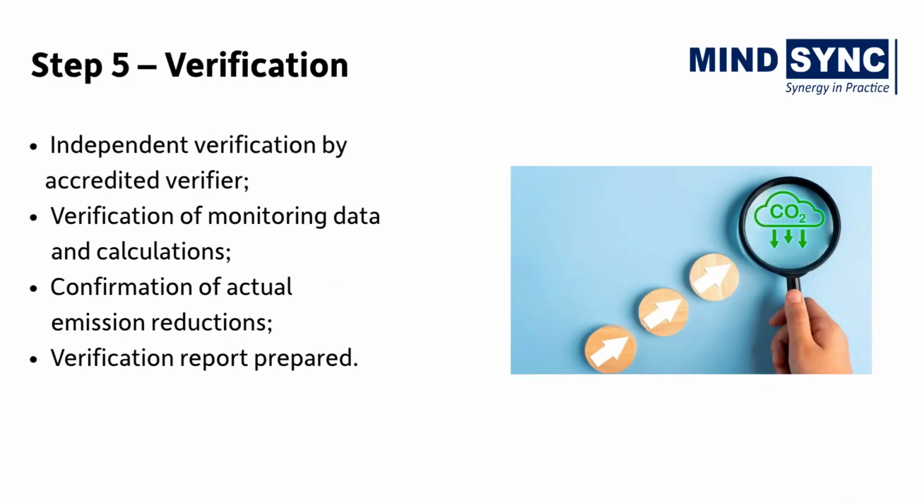Step 5: Verification. In this step, an independent and accredited verification agency verifies the project. The verifier checks monitoring data, emission calculations, and project implementation. The objective is to confirm that the claimed emission reductions are real and accurate. A detailed verification report is then prepared.